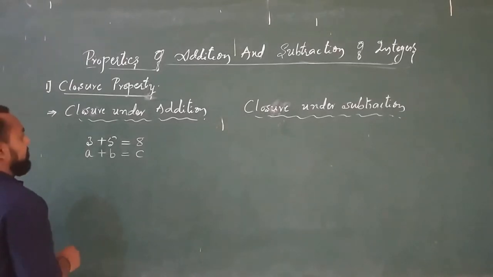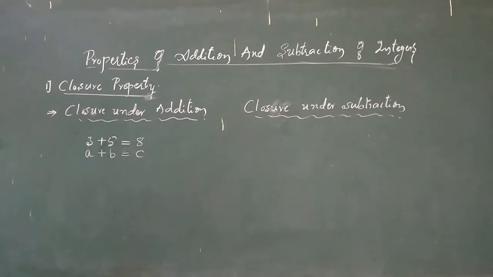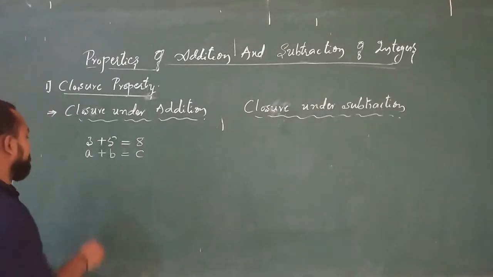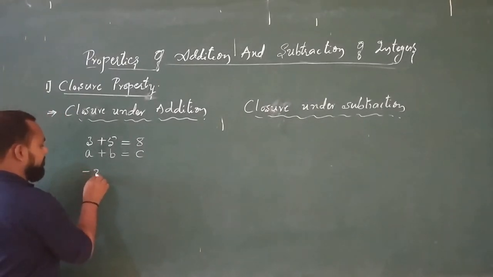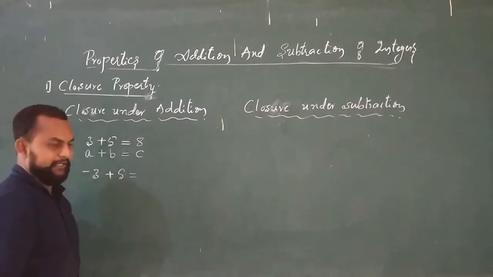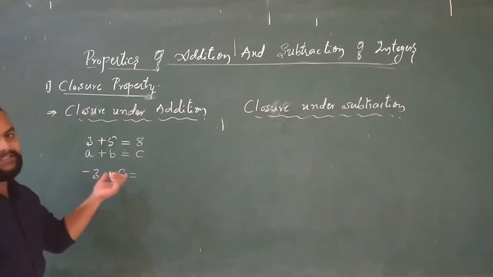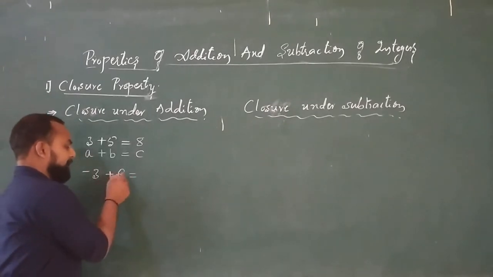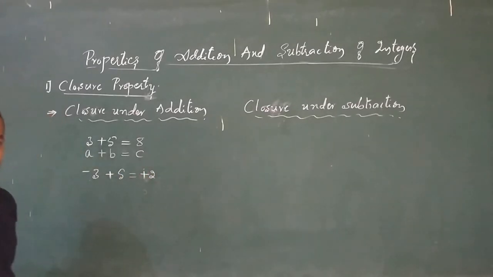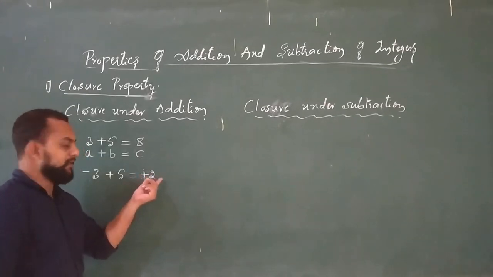Then check integers under addition. The integers are zero, the negative numbers and the positive numbers together with zero. Here minus 3 plus 5. These two have different signs. Minus 3 plus 5 is plus 2, and plus 2 is an integer.